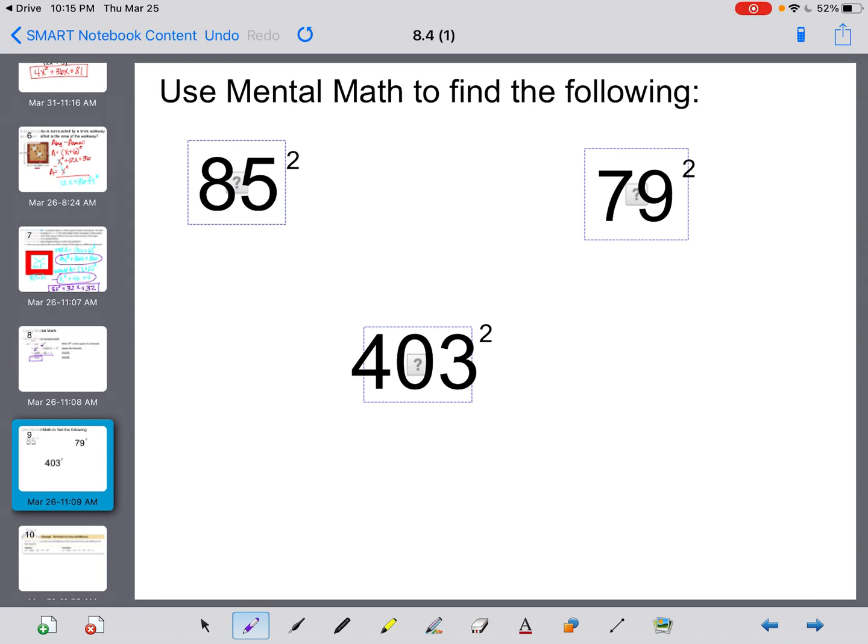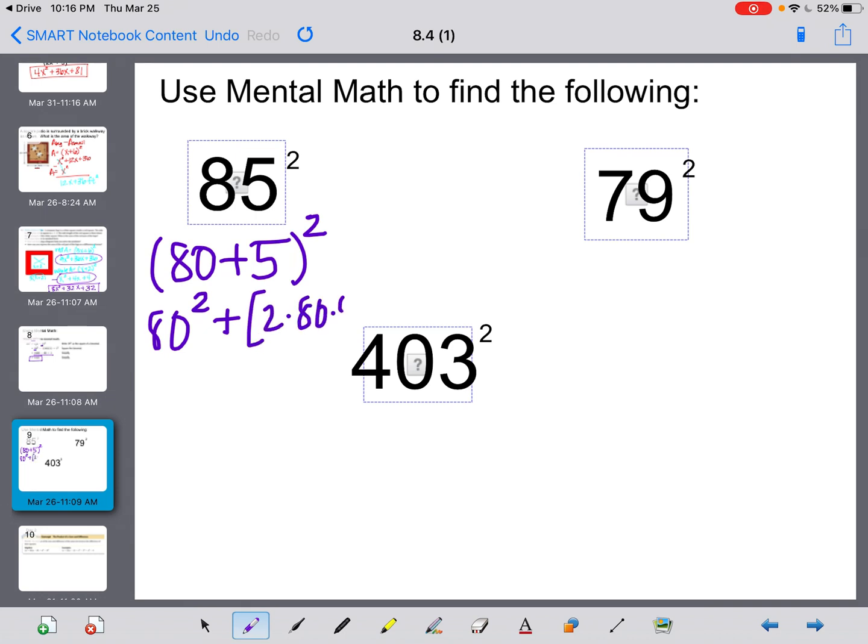85, we have an 80 and a 5. That's probably the easiest way to break that one down. Okay, so we have 80 plus 5 to the second power. So that would mean we have to do 80 to the second power plus 2 times 80 times 5. And then we need the second term to the second power, so 5 to the second power.